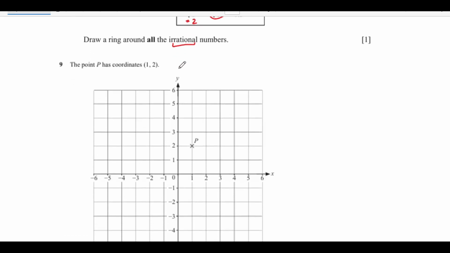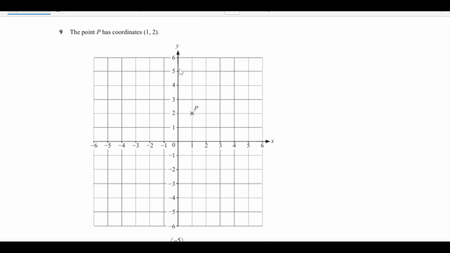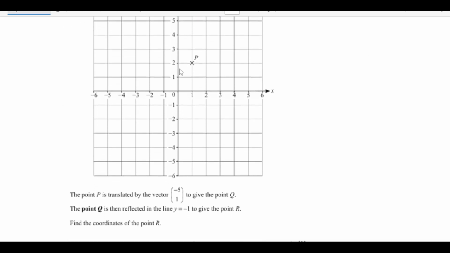Next question, the point P has coordinates 1 and 2. This is point P here. What is the question? P is translated by vector negative 5, 1 to give a point. So this is negative 5 and 1. It is a translation. This is x and this is y. If x is negative, we are shifting 5 units towards the left and 1 unit up, right? 5 left and 1 up. 5 left is 1, 2, 3, 4, 5 and 1 up here. So this will be the point Q.